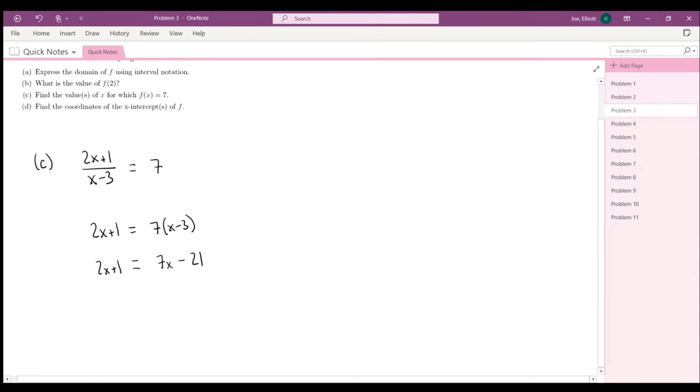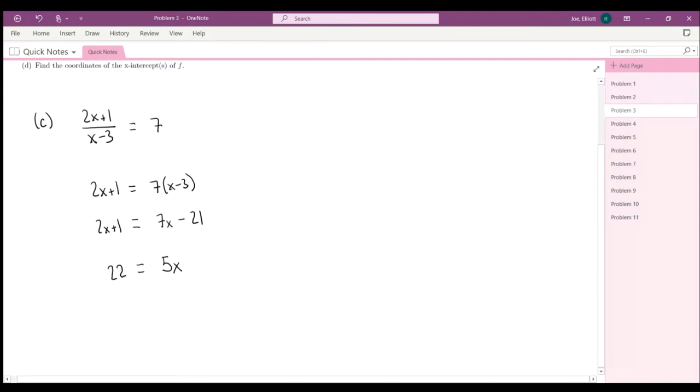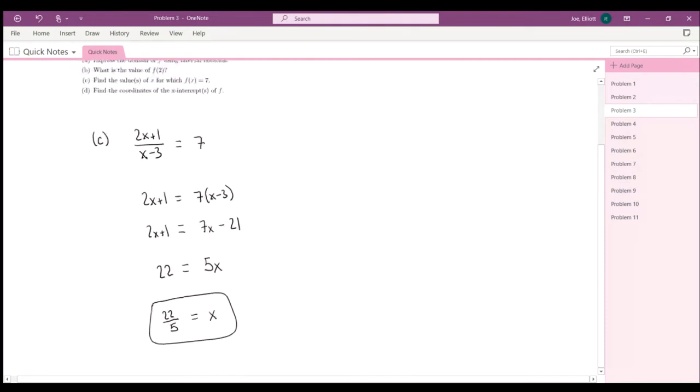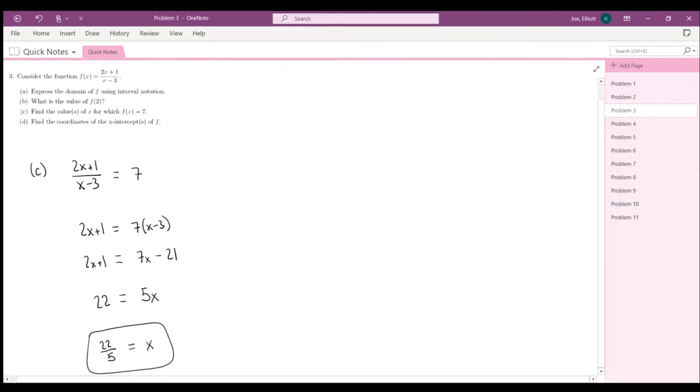Now we want to move the x's to one side and everything else to the other side. Let's maybe minus the 2x over to here. So 7x minus 2x gives us 5x. I'll add 21 to the other side. So we'll get 1 plus 21, which is 22. So finally divide by 5. And so you'll get x is 22 over 5, okay? All right. Any questions about that?